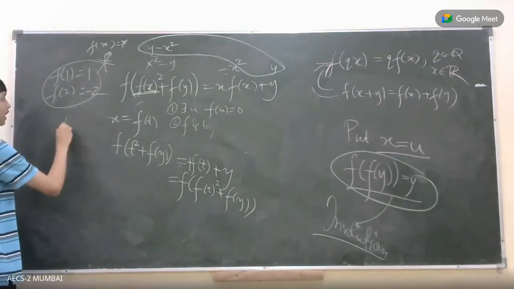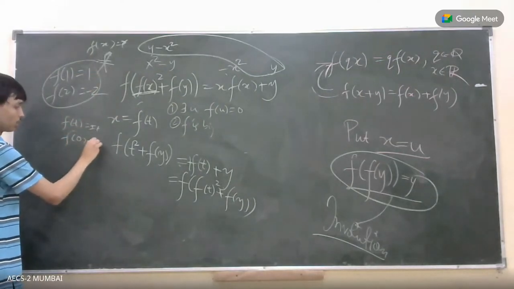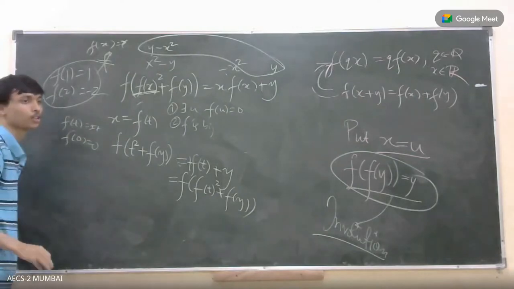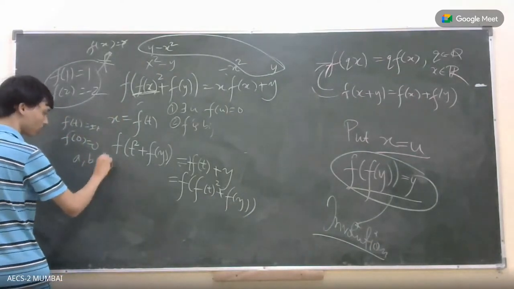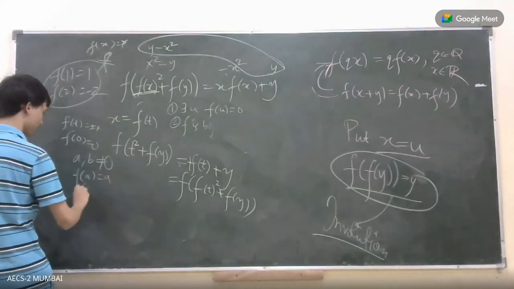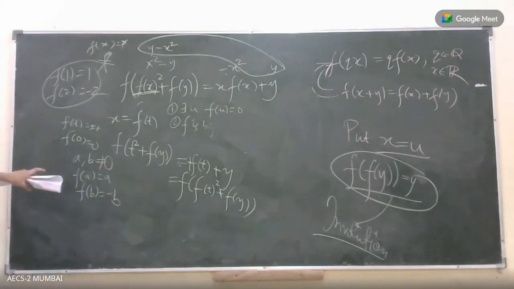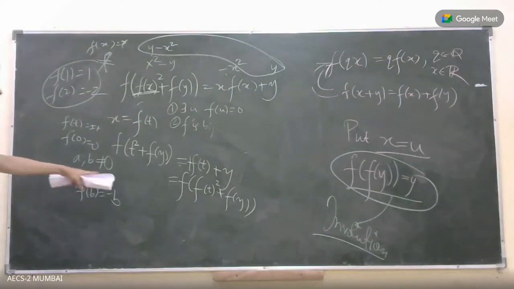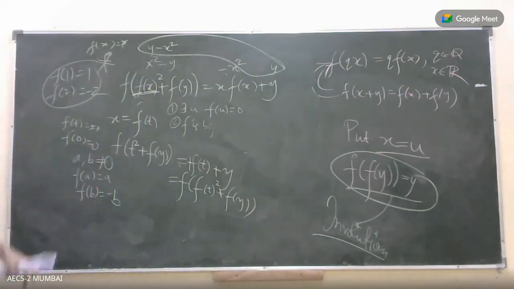First of all, you see that f of t equal to plus minus t. That means that f of 0 equal to 0. So suppose we have two non-zero numbers a, b not equal to 0, such that f of a equal to a and f of b equal to minus b. So suppose we have a function which flips the signs at two different places.